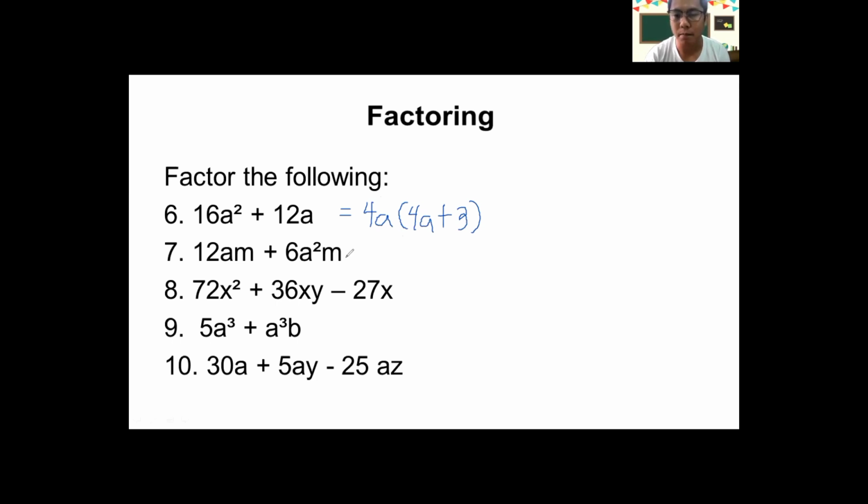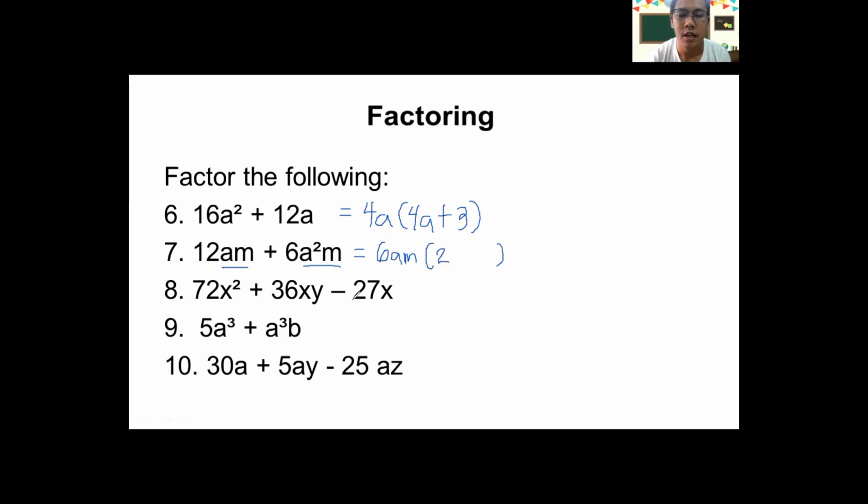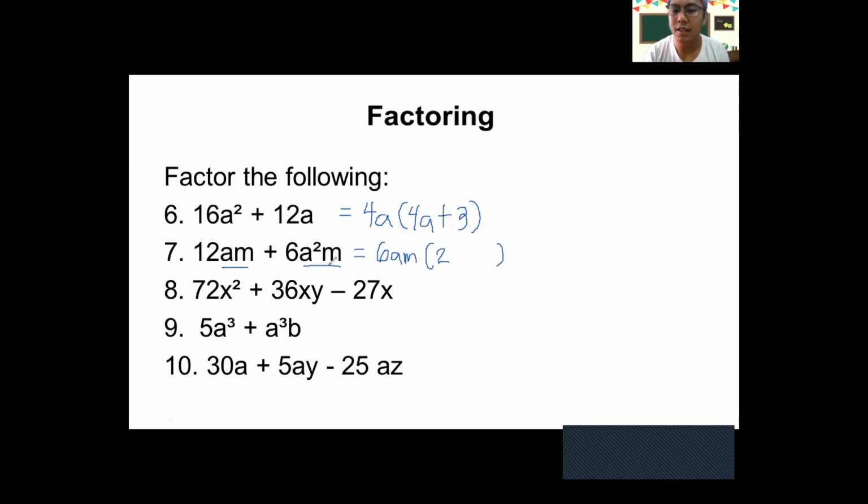Next, number 7. 12am plus 6a squared m. Okay. So let us look at the coefficients. So 12 and 6. So what is the GCF of 12 and 6? So the greatest number that can divide this is 6, right? Okay, 6. How about for the variables? This is am, this is a squared m. Okay, so we can divide this by am. So 6am. Okay, 12am divided by 6am, that is 2. Okay, 6a squared m divided by 6am, that is a. So the factor of 12am plus 6a squared m is 6am times the quantity 2 plus a.